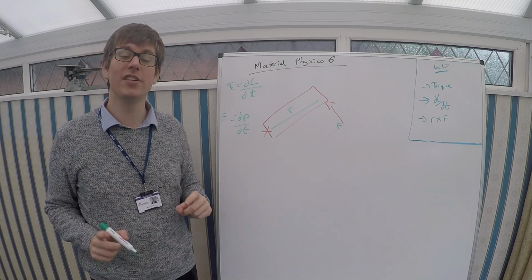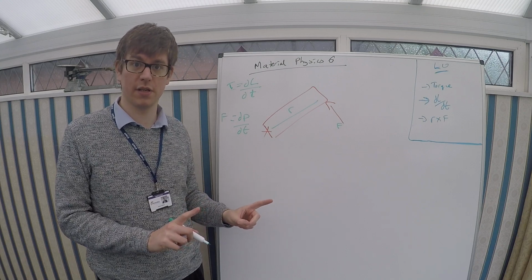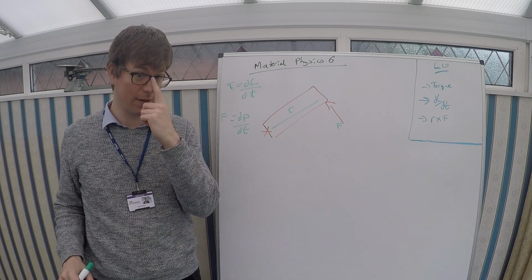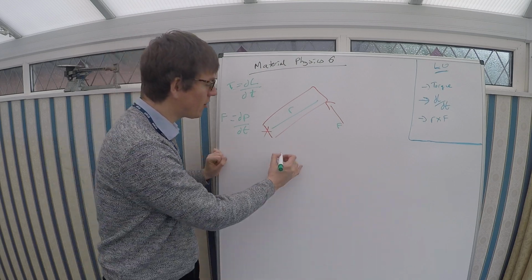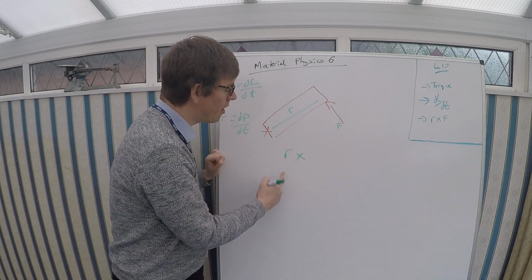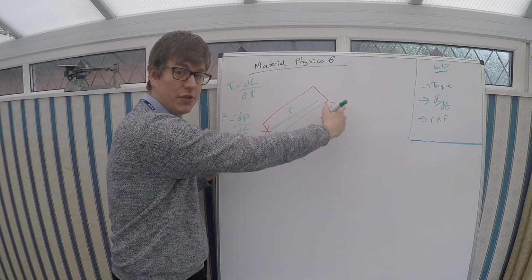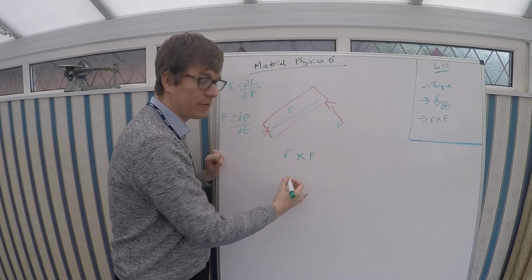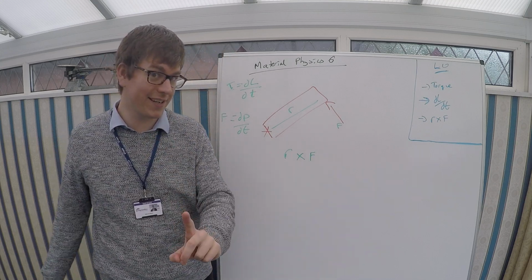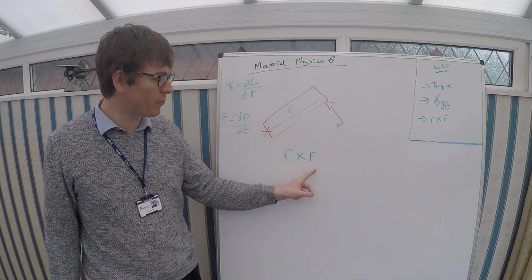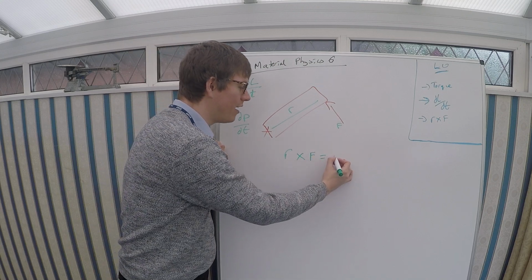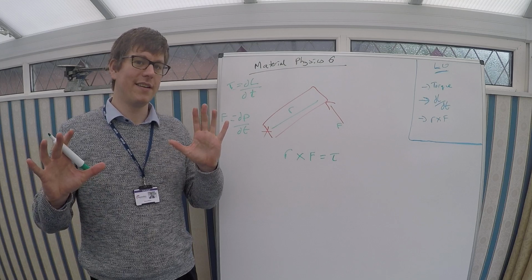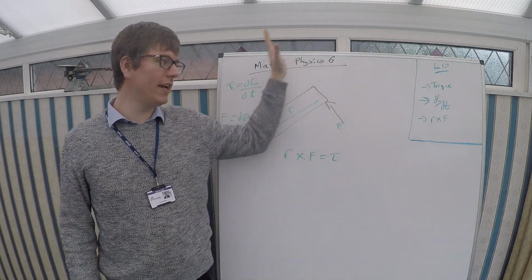The answer is by using cross products. Now, this is something I know you've probably done at the end of your second year maths, especially you further mathematicians out there. It turns out if you take the cross product of the vector, which is your distance from the fulcrum to where the force is happening, and the vector of the force itself, because remember forces are always vectors, they have direction, if you take the cross product of those two, that will give you your torque. Okay, nice and easy.